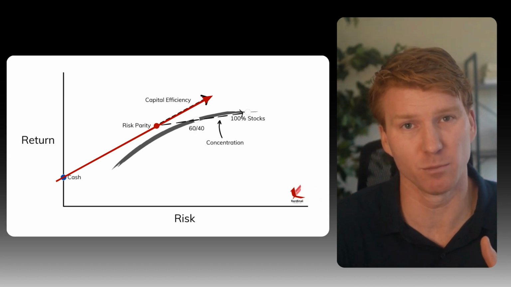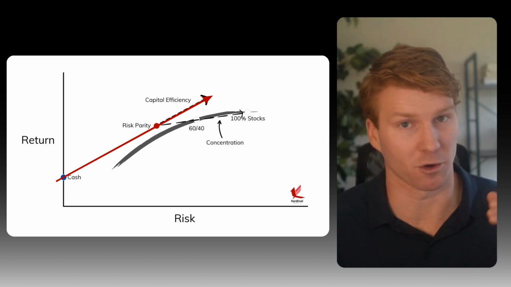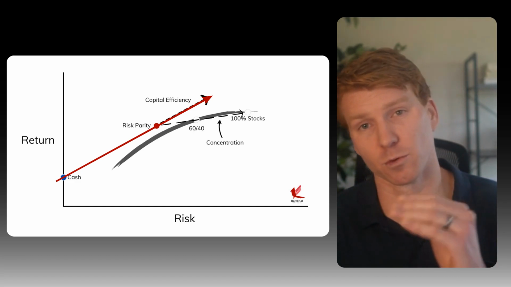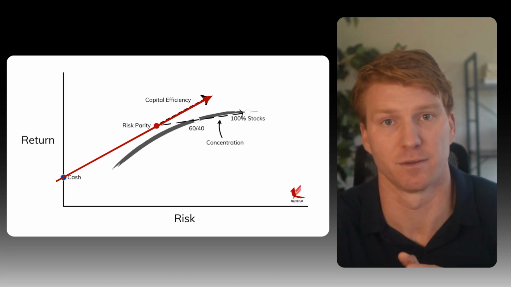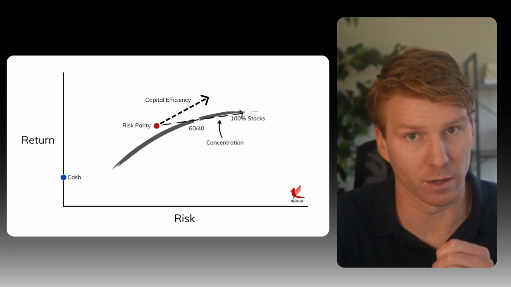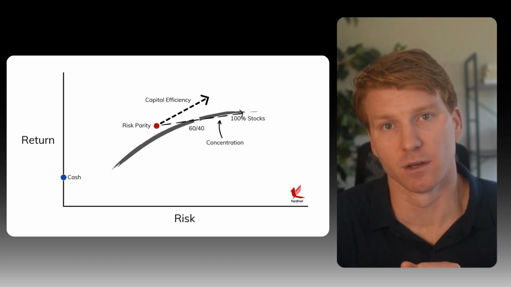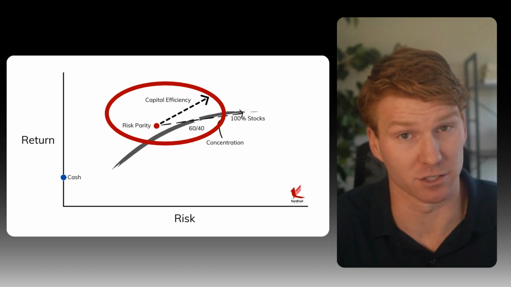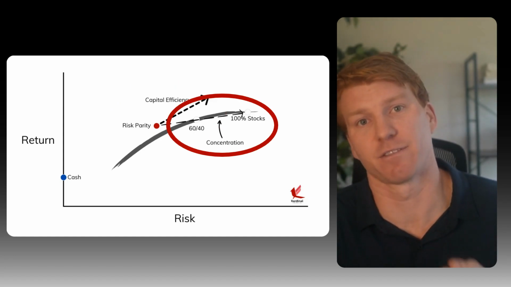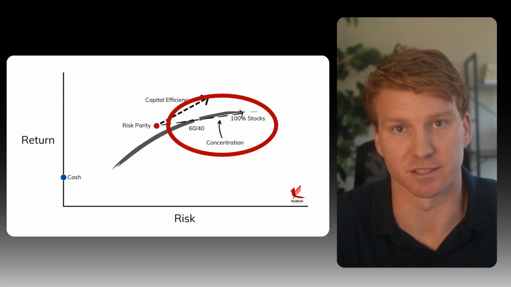Graphically, this looks like moving in a straight line, starting at the risk-free rate through the diversified portfolio and beyond, instead of flattening the curve. So going back to one of the first graphics in this video, we'd like to move along the dotted line by using capital efficiency in a diversified portfolio, instead of flattening out this curve by concentrating into stocks.